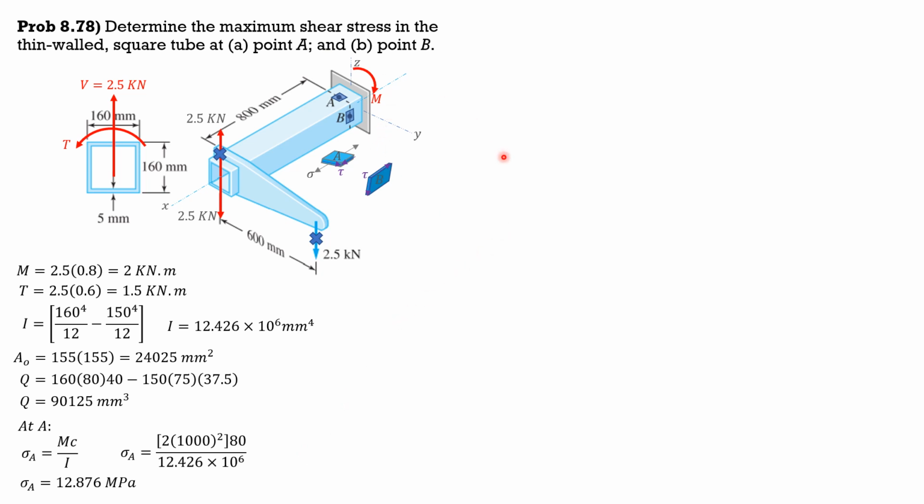Torsional stress, if you remember, for hollow thin tubes, torque over 2 area A_O times t, that's the shear stress formula, where the torque is 1.5 times 1000 squared divided by 2, area A_O is 24,025, then thickness is 5 mm. So it is 6.243 megapascals.